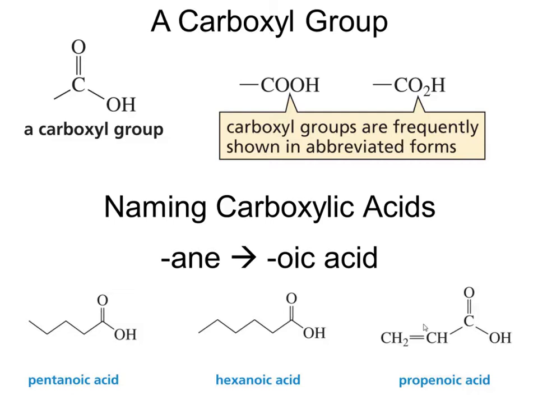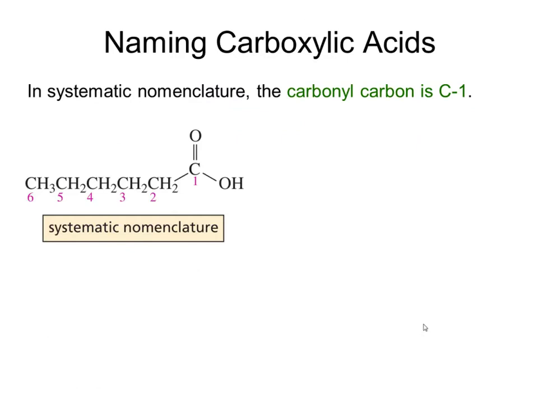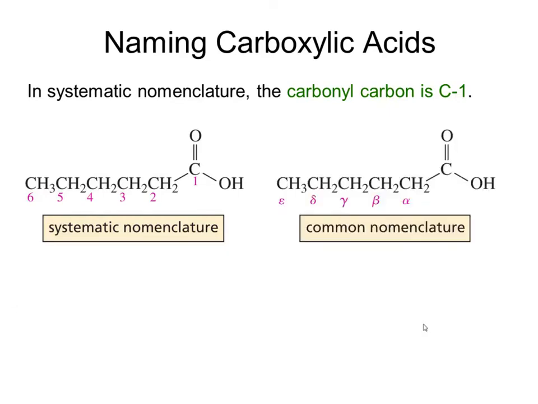Naming for carboxylic acids is very straightforward. You're taking your alkane ANE ending and turning it into OIC acid. So here I have a 5-carbon carboxylic acid, so it would be pentanoic acid. As I add another carbon, hexanoic, and propanoic. Notice here, no numbers. When you're naming carboxylic acids, your number 1 carbon is going to be the carbon of your carbonyl group, so you can number from right to left here.